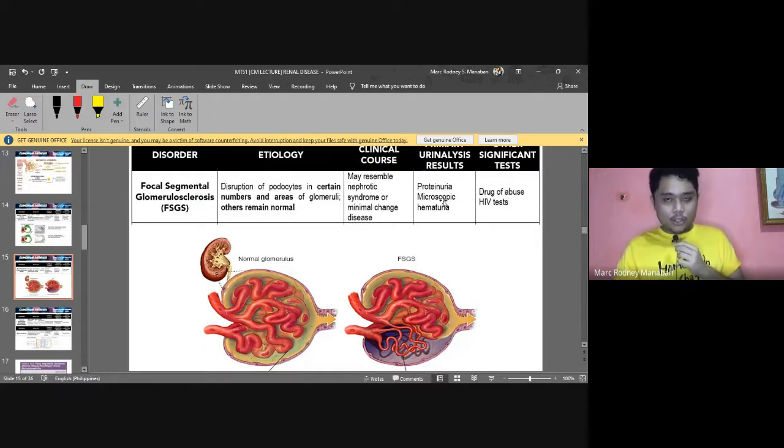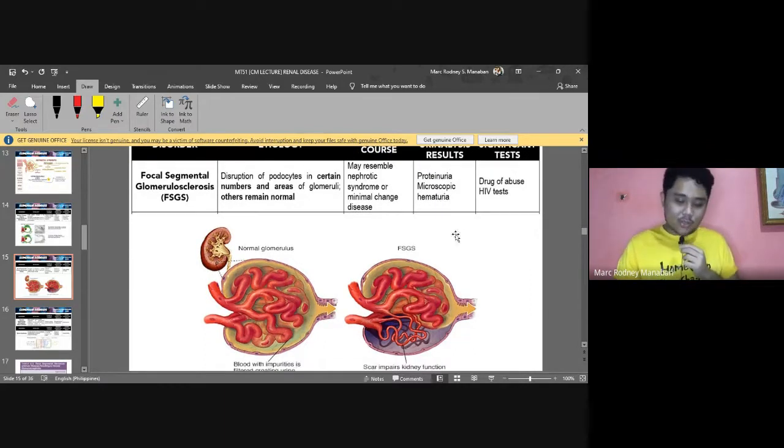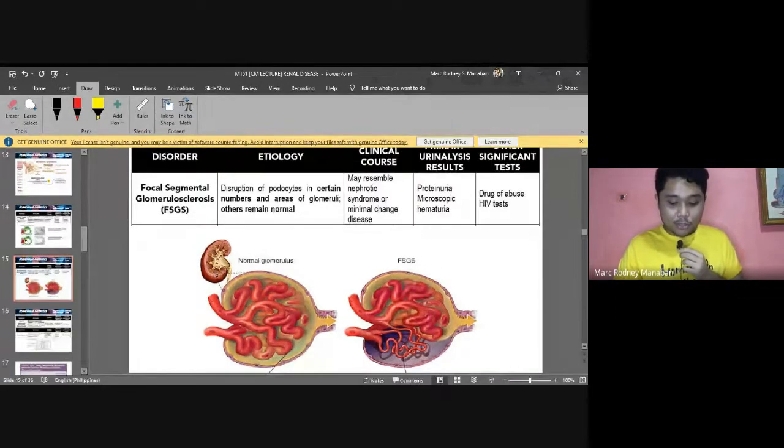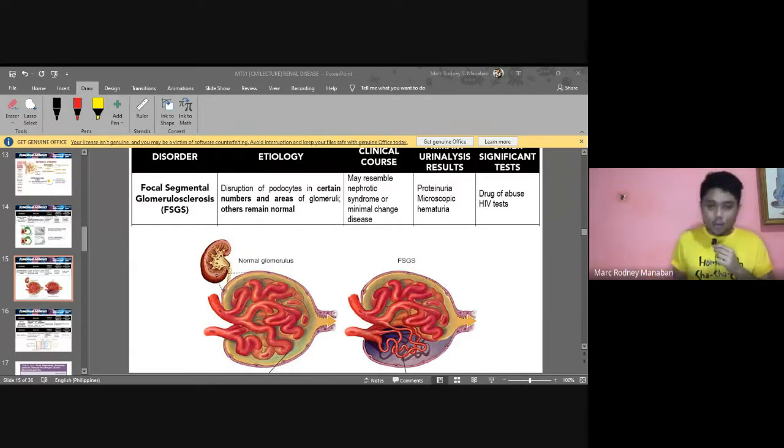So therefore, your UA results, of course, start with proteinuria and also hematuria. For other significant tests, you may also perform drug of abuse tests and also HIV tests. Because again, it can start from there. So the cause is generally unknown, so it's still idiopathic.